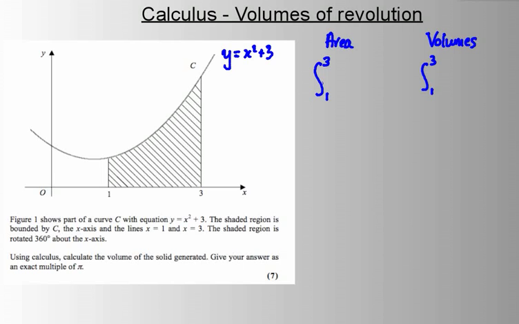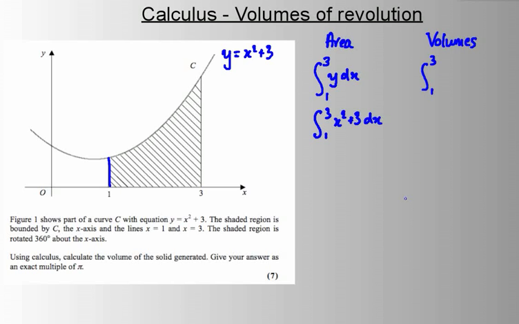If we wanted an area, we would be taking all the y values, travelling along and adding up all the y values for that function. So we integrate y values dx, and in this case the area would be the integral between 1 and 3 of x squared plus 3 dx.